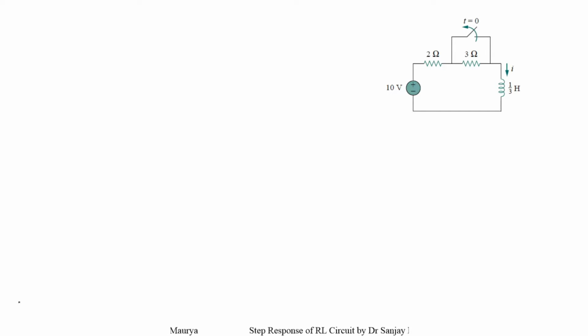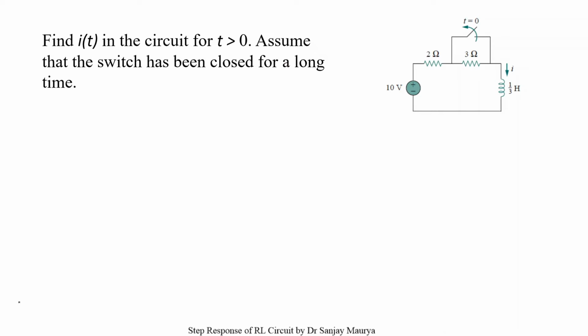Let's apply the approach to this electrical circuit. Here we need to determine the response in terms of the current flowing across the inductor i. The switch was closed since a very long time and it opens at t equal to 0. We have to determine the value of current for t greater than 0. So let's begin this one. First of all, we need to find the initial condition.